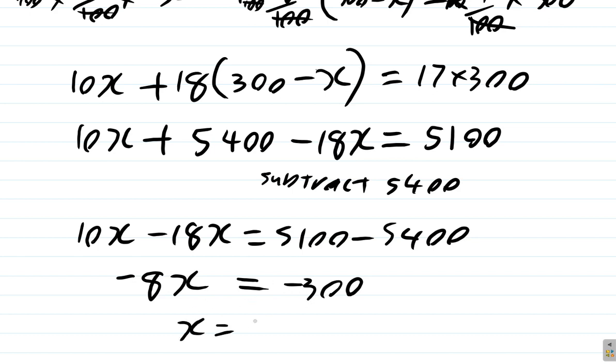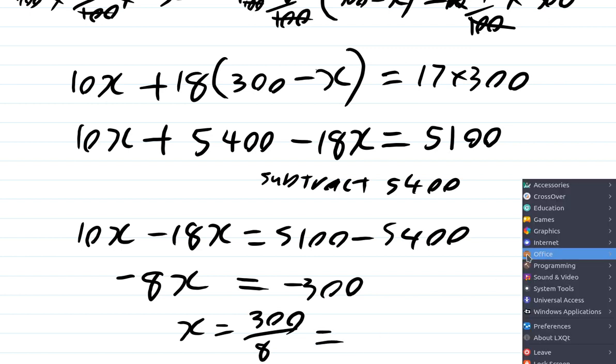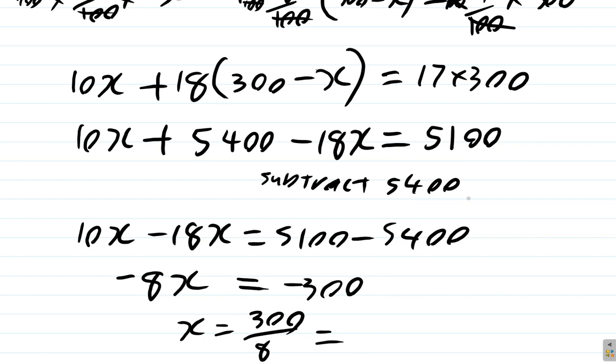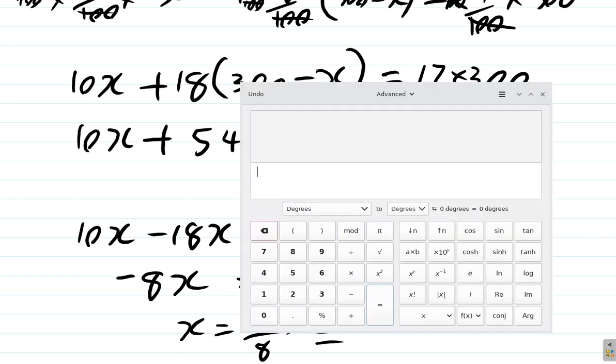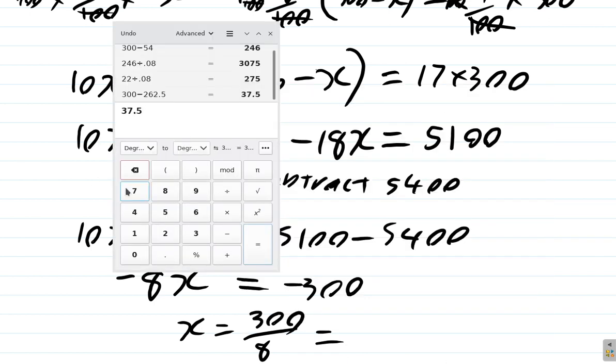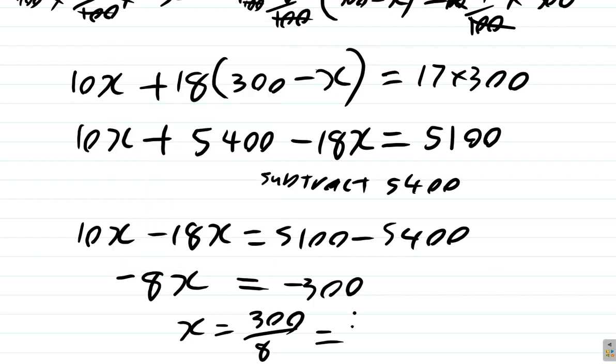Then when you divide down, you get 300 over 8. The negatives will cancel. So 300 over 8. That will give you what? 300 over 8 equals 37.5. 37.5 of the 10% solution.